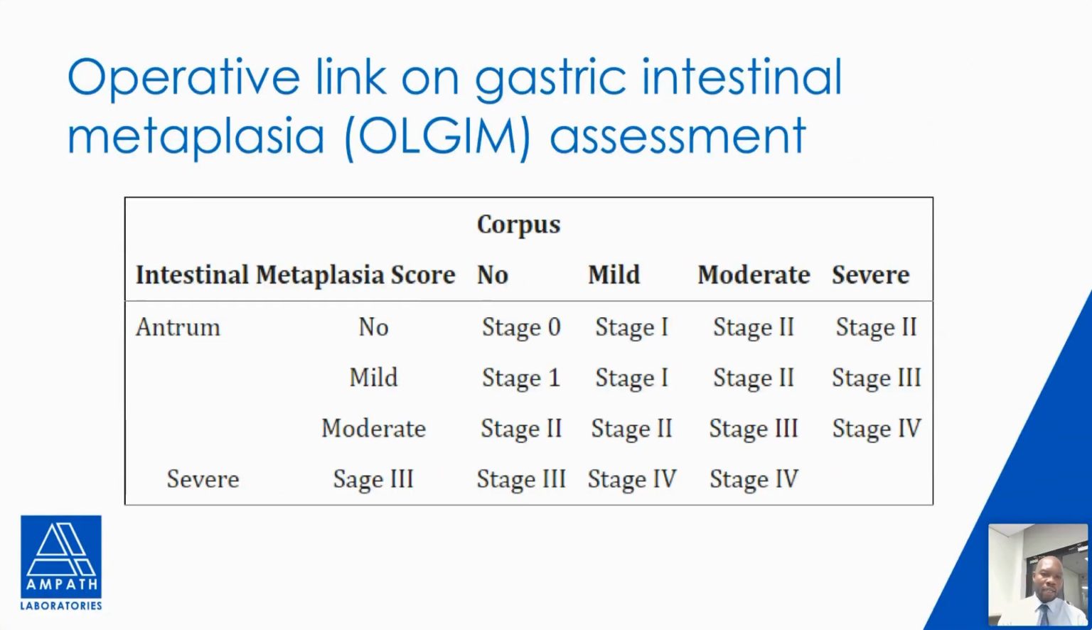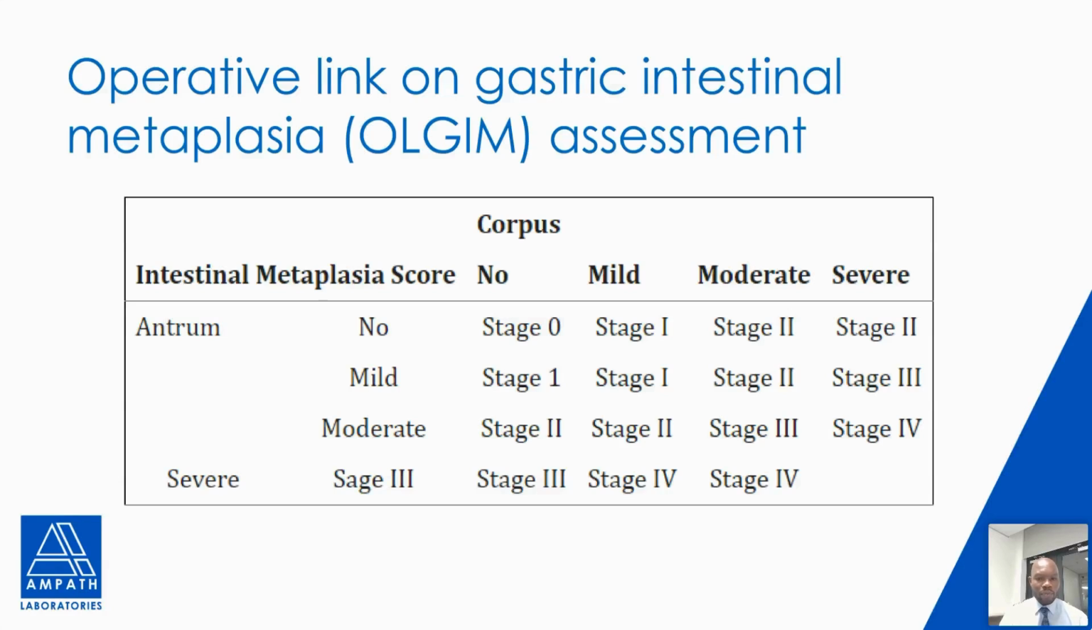The other algorithm also assessing for the risk of cancer is the operative link on gastric intestinal metaplasia. So with this one, what one looks at is the extent of intestinal metaplasia, in the corpus and also in the antrum. In terms of its grading, like mild, moderate, and severe, this is just an extrapolation from the Sydney classification system. Then it goes on to be graded.